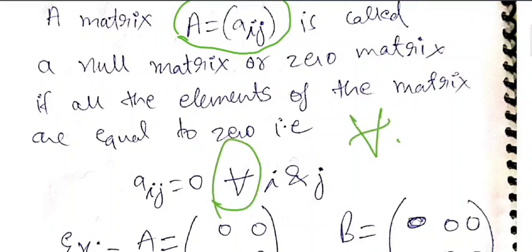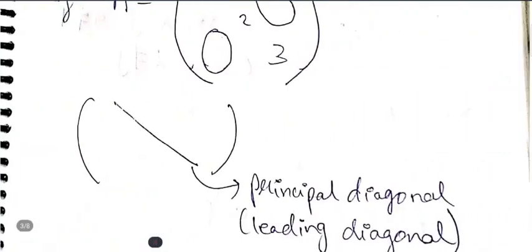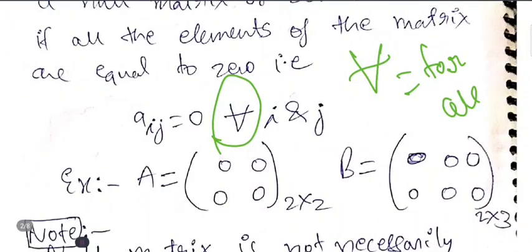This symbol implies for all. For mathematics optional students, this symbol will come again and again. This symbol basically means for all. So aij equal to 0 for all i and j. Okay, for all i and j, aij equal to 0. So clearly the examples of null matrix are given over here.